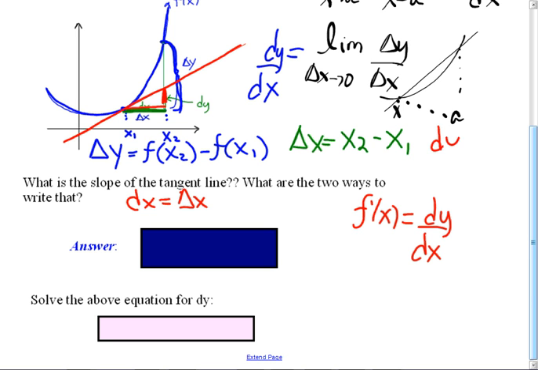Dy does not equal delta y. But what if delta x is really small? I'm out of colors. Oh, I could write black. What if delta x is tiny, tiny, tiny? What's true about dy, which is the change on the tangent line, and delta y, which is the change on the function? They're pretty darn close. So I can use calculus to find an approximation to the actual change in the function.